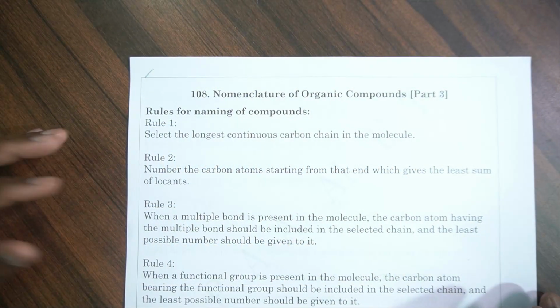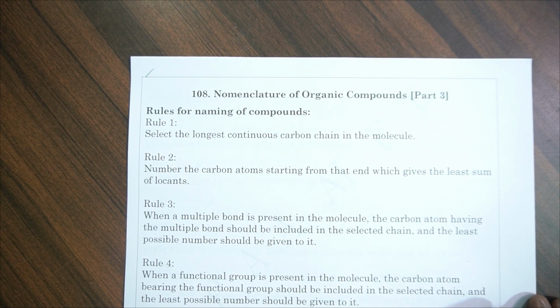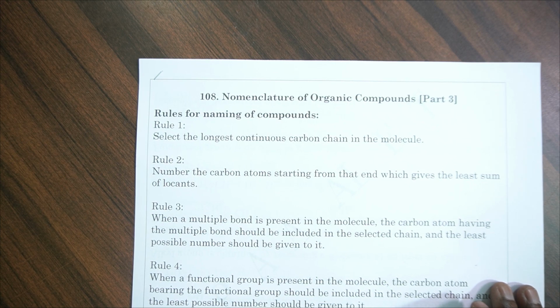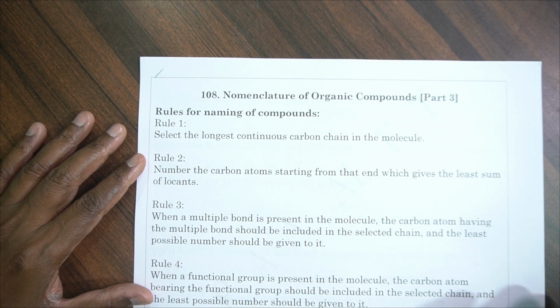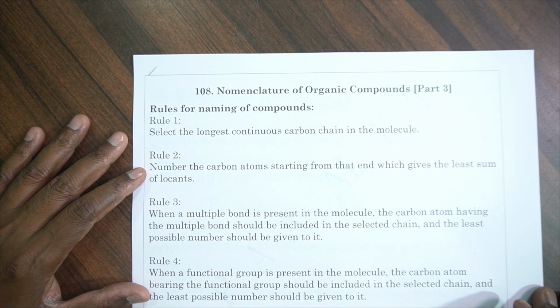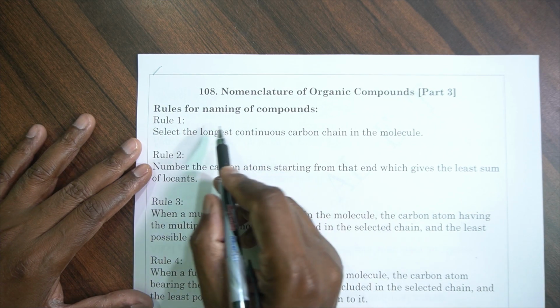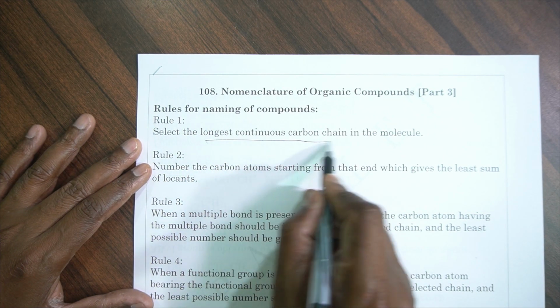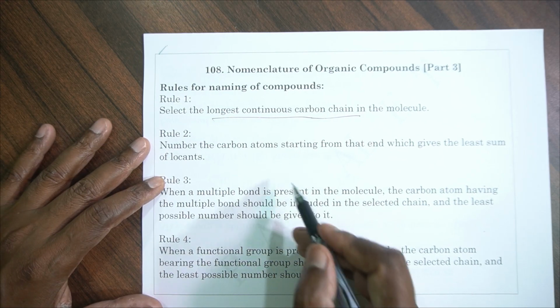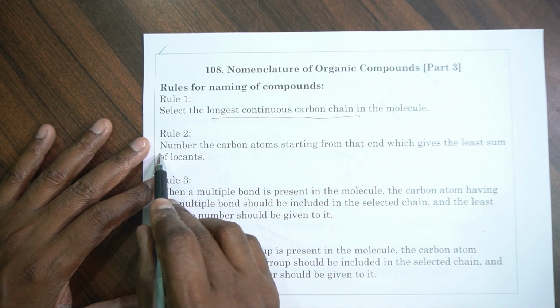Hello students, in the previous videos we have learned how to name alkanes, alkenes and alkynes. Now here we are going to name some more compounds, that is compounds with functional group. As we already know the rules, rule number 1, selecting the longest continuous carbon chain. Number 2 is the numbering of the carbon atoms.